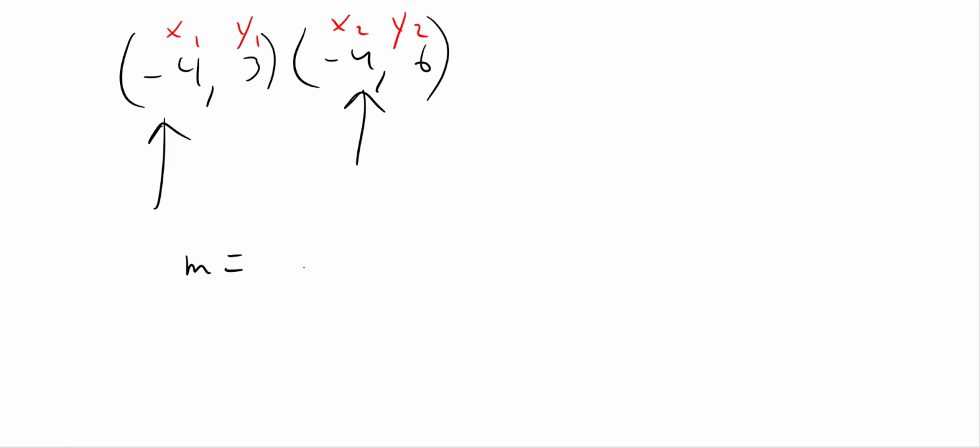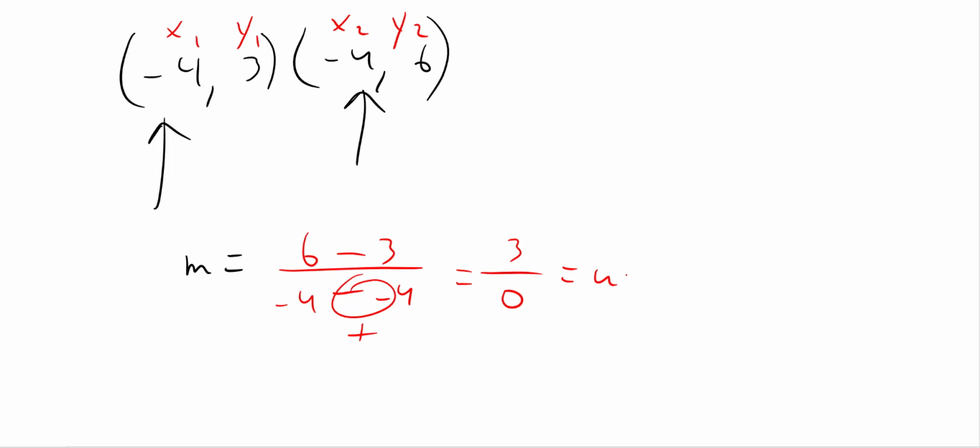Okay, so if I label this, or I put it into our equation, so it's y2, so we're going to have 6 and 3, and -4 and -4. So that gives you 3 over 0. Please, it's undefined, so please know it's undefined. That's the slope of that line.